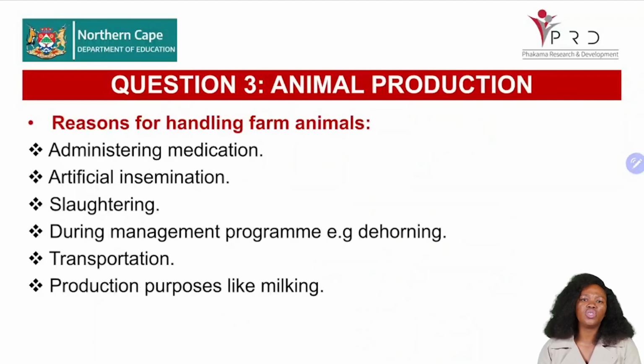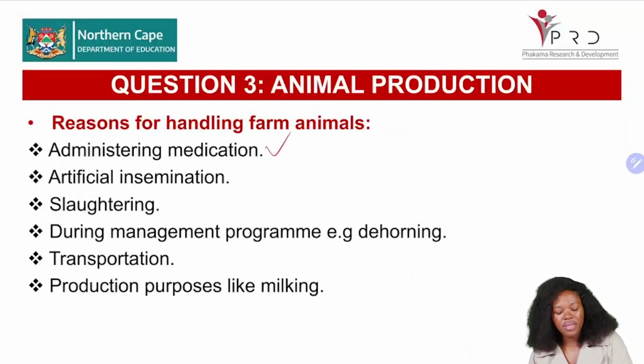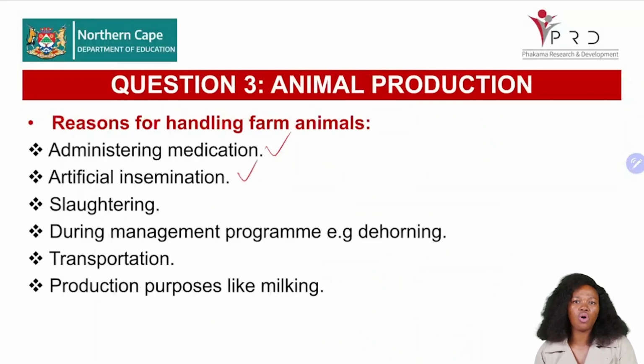Now, what are the reasons for handling farm animals? When do you get to touch or assist your farm animals? Firstly, administering of medication. During artificial insemination or embryo transfer or nuclear transfer, during slaughtering. During management programs, dehorning, castration, docking, crutching, during transportation, and during production purposes like milking.